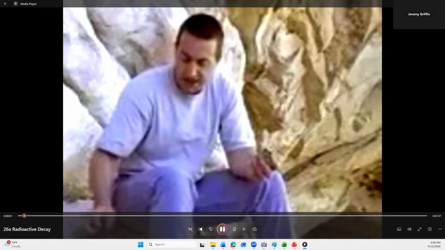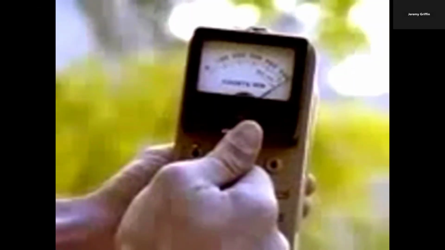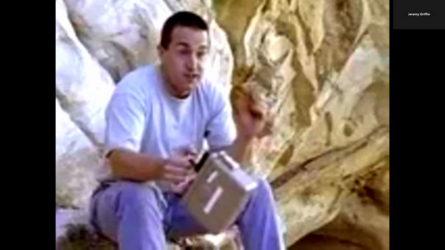The normal background radiation sounds like this. But this rock is a little more interesting. Got a Geiger counter. And it's this rock which turned out to be the clock which allowed us to date the Earth.